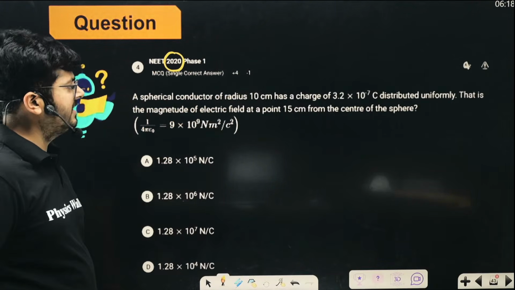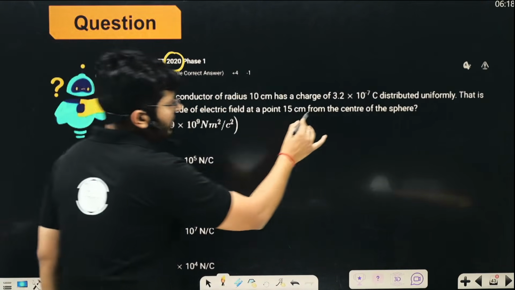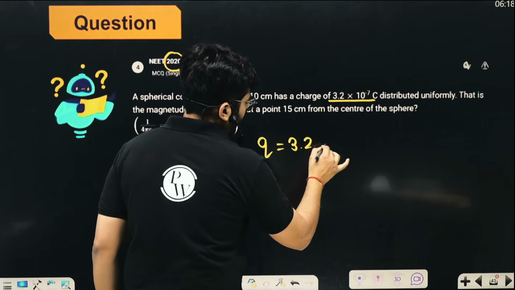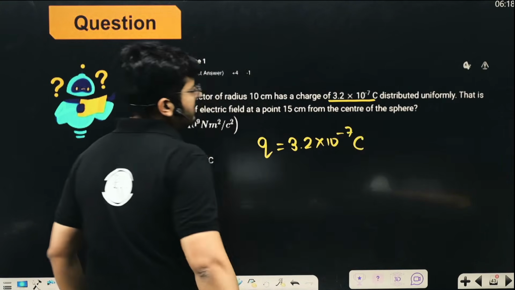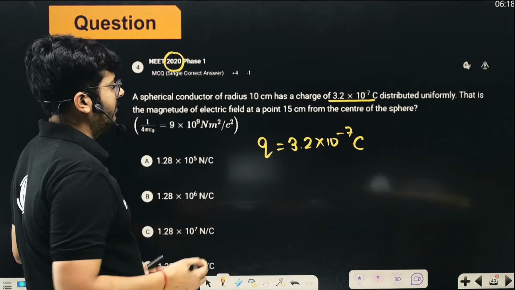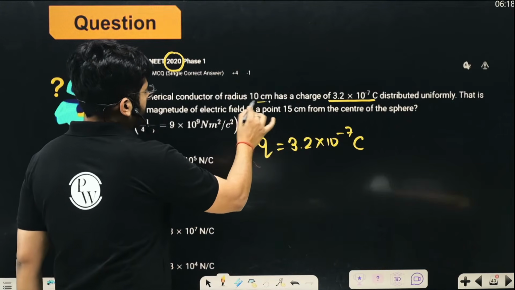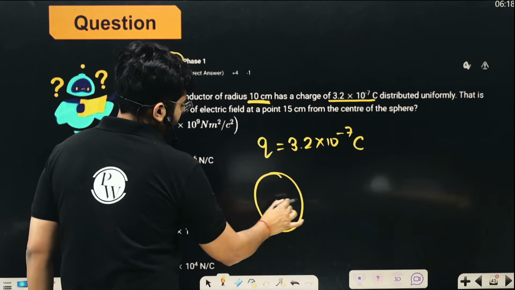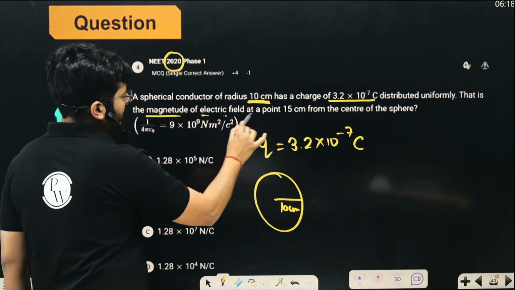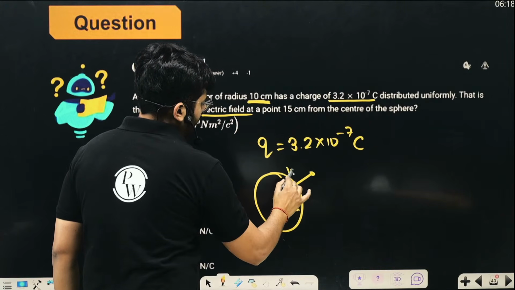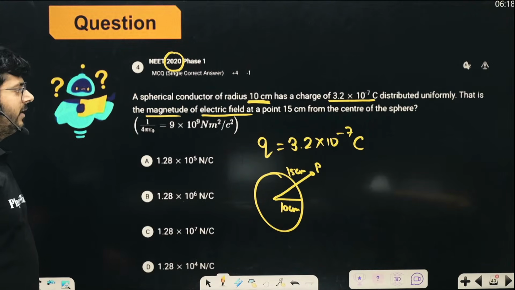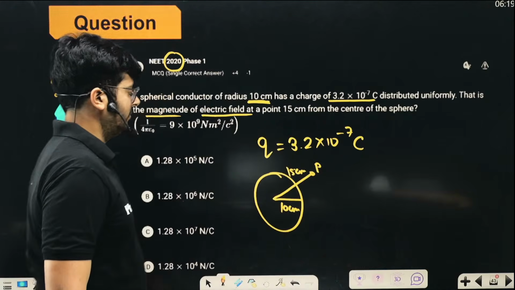A spherical conductor of radius 10 centimeter has a charge of 3.2 into 10 to the power minus 7 coulomb. It is distributed uniformly. The magnitude of electric field at a point 15 centimeter away from the sphere will be, right? The radius of the spherical conductor is 10 centimeter, my dear kids. And you have to tell the magnitude of electric field at a point which is 15 centimeter away from the center. At this point P, you have to tell what will be the magnitude of electric field at a distance 15 centimeter from the center of the sphere.